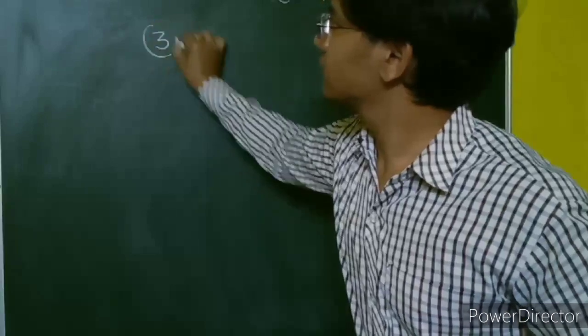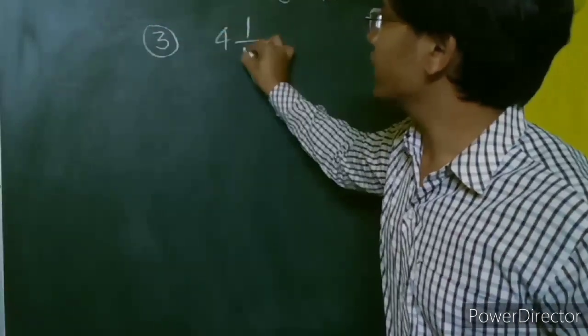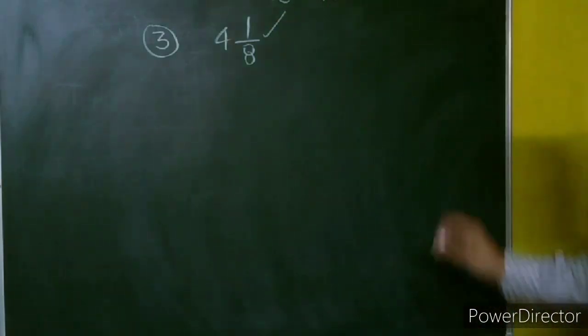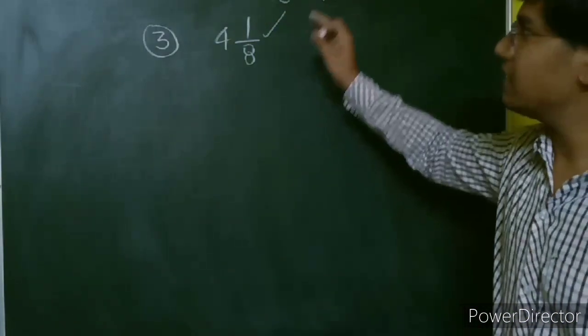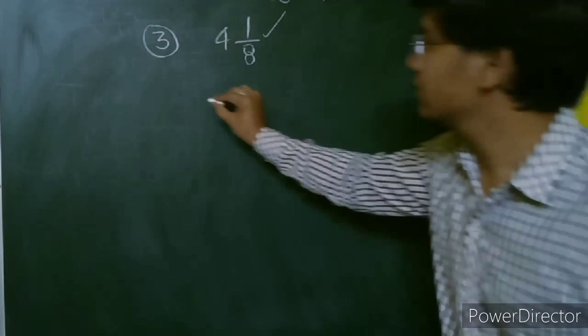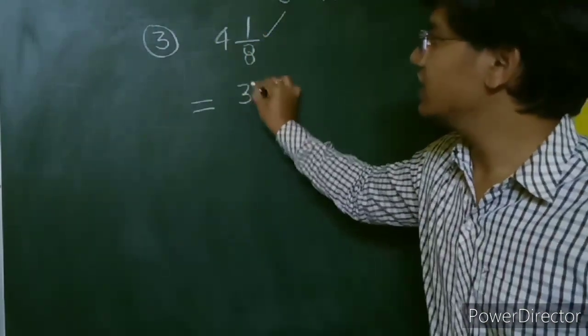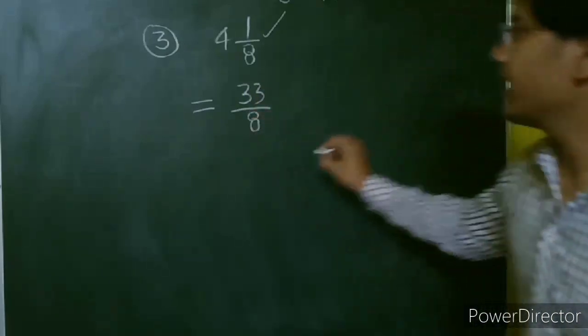Our third question is 4 1 upon 8. Now this is in a mixed fraction. We have learned how to represent mixed fraction in improper fraction. So 4 8s are 32 plus 1, 33 upon 8. We will divide 33 by 8.